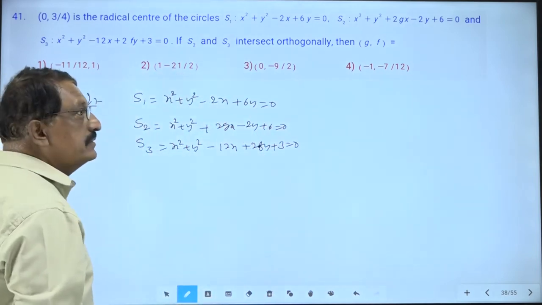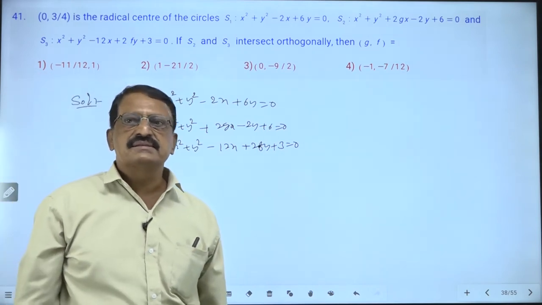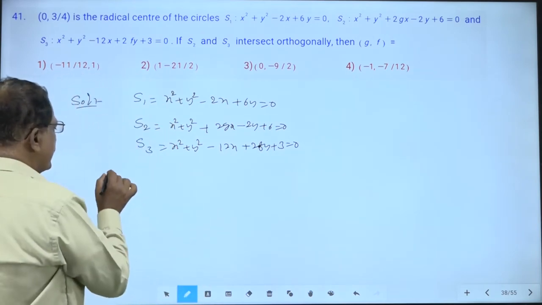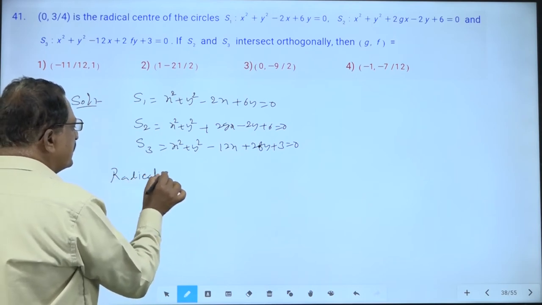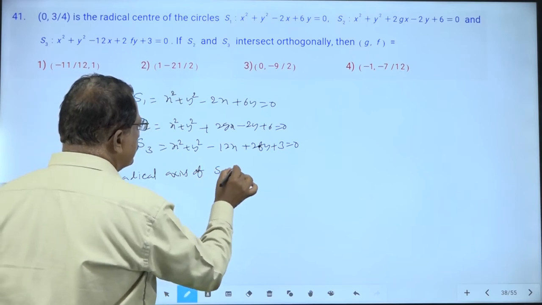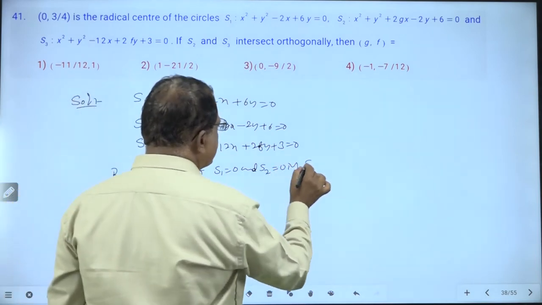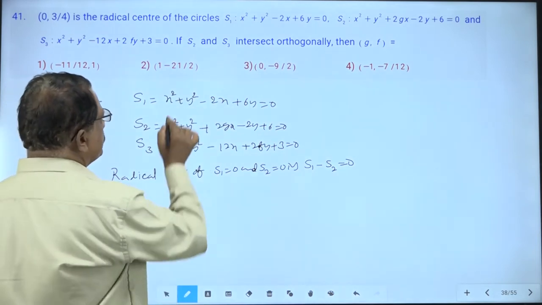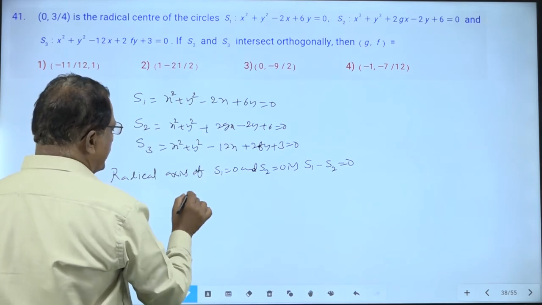Now, first, the radical center is nothing but the point of concurrency of the radical axes of three circles taken two at a time. Now, first, what is the radical axis of S1 equals 0 and S2 equals 0? It is S1 minus S2 equals 0. From the first circle equation, subtract the second. How much? X square, y square cancel.